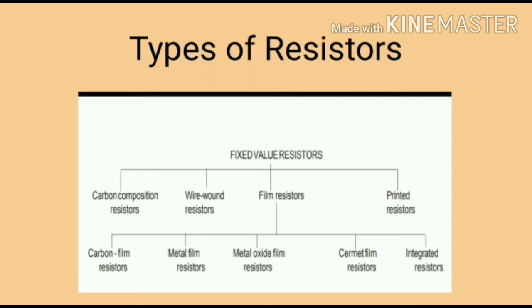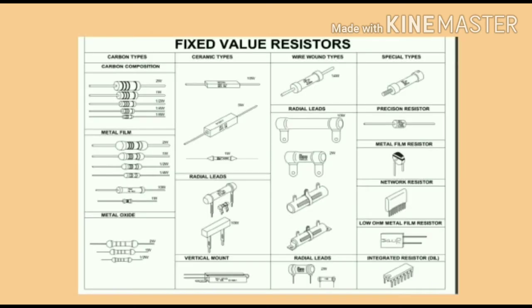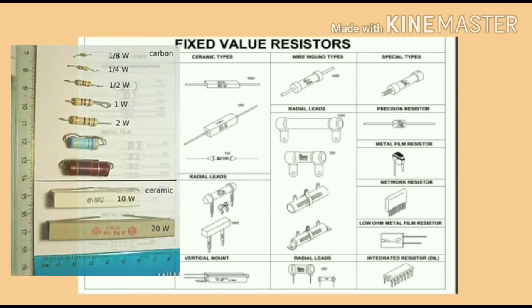They are carbon composition resistors, wire-wound resistors, film resistors, printed resistors, etc. Film resistors again are subdivided like carbon film resistor, metal film resistor, metal oxide film resistor, etc. Different types of fixed value resistors are shown here.